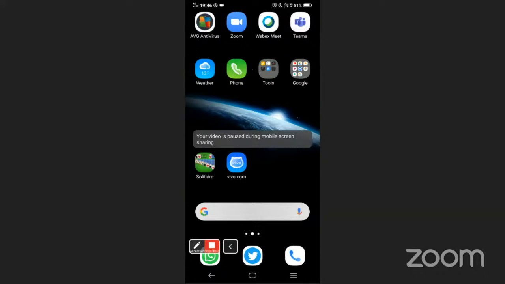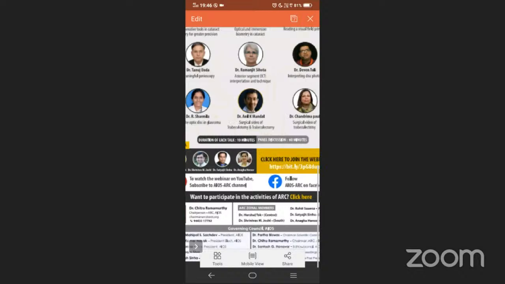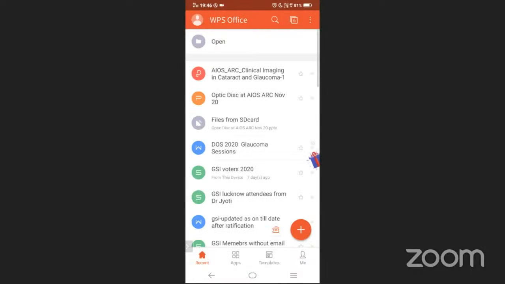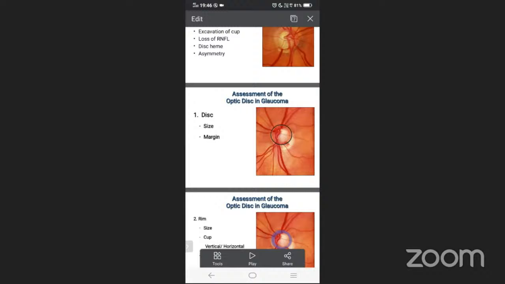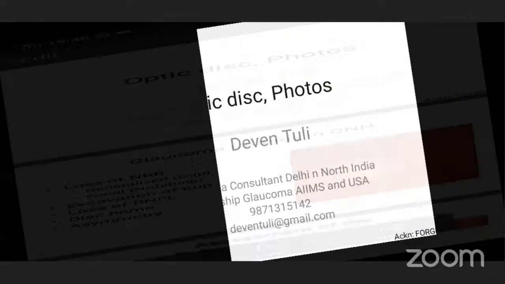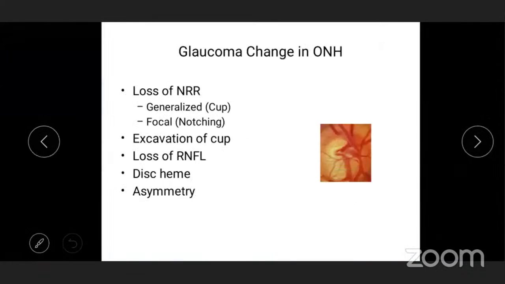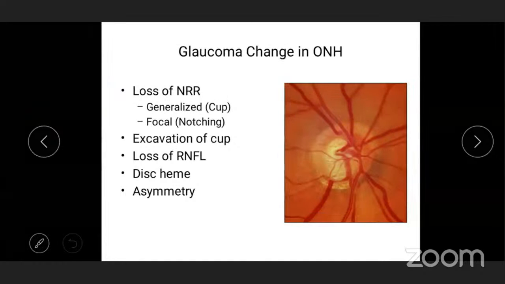Yeah, thanks a lot, Rohit, and I'll just start with this. Residents, and mainly the courses for residents, have a habit of writing just the cup straight away. But that is not correct. If you ask me, the most important thing in the disc evaluation is the neuroretinal rim. So keep that in mind. It's the neuroretinal rim which is so important.